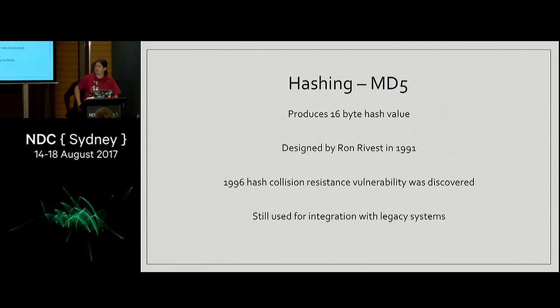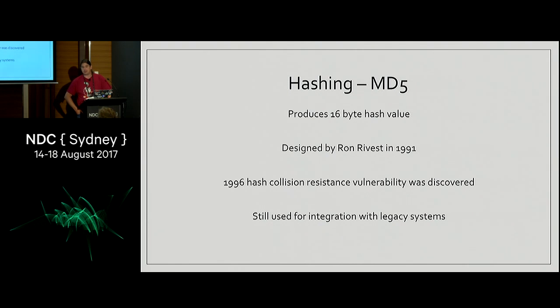There are lots of different hashing algorithms out there. One that's very common and quite old is MD5. This produces a 16-byte hash value, and it was designed by a chap called Ron Rivest in 1991. But in 1996, a hash collision resistance vulnerability was discovered. So it's actually not a very secure hashing algorithm to use these days.